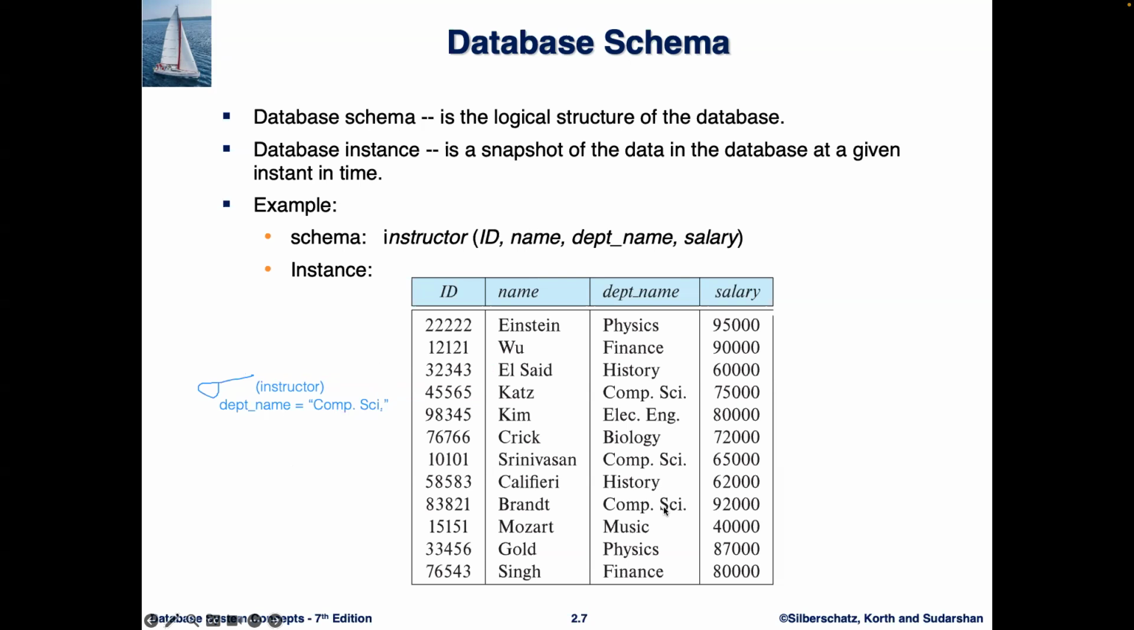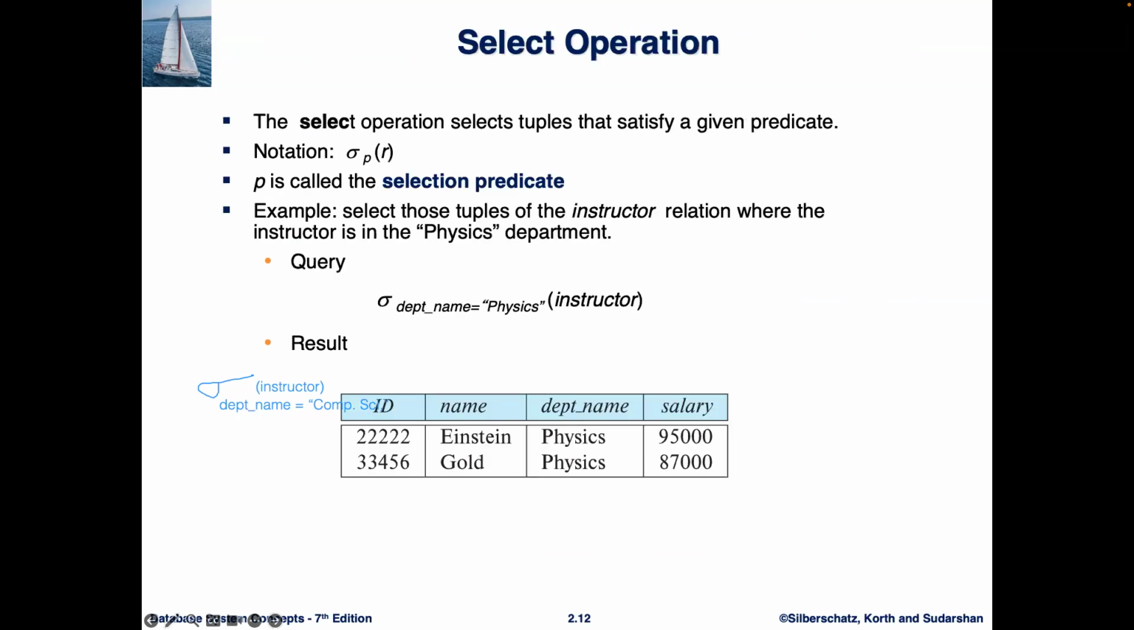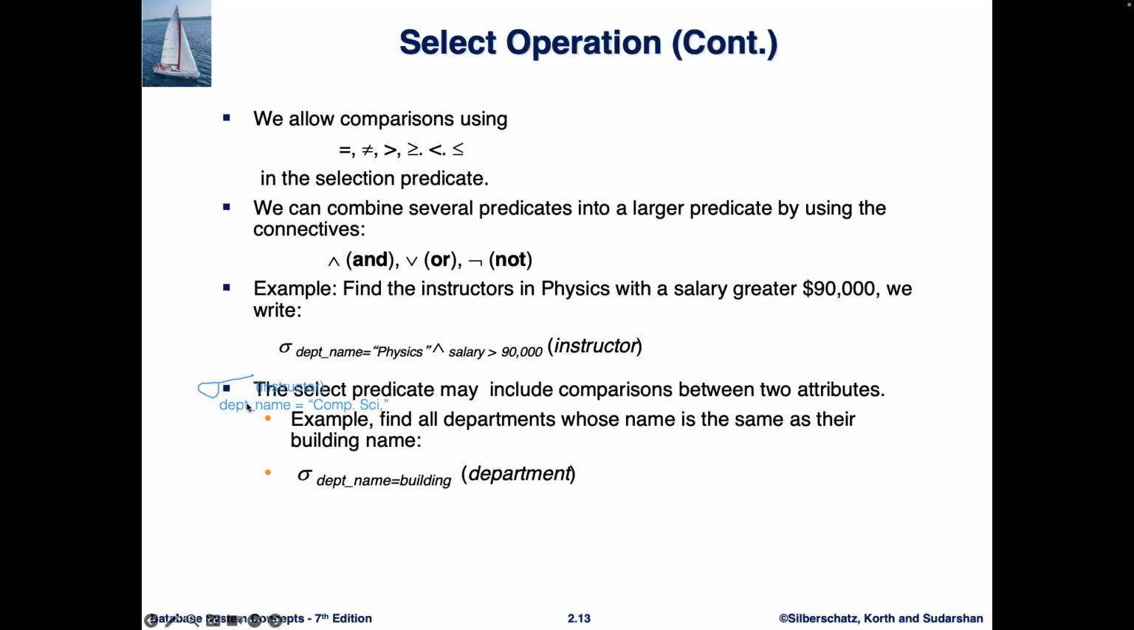Now we will see only those tuples where computer science is the department name. So we will get 45565 Katz computer science, and then 10101 Srinivasan computer science, and then 83821 Brandt computer science. So we will see only these three as the result. Similarly, they have an example from here. They selected based on physics department. They only got the 2 responses. If we had selected computer science, we would get more responses.